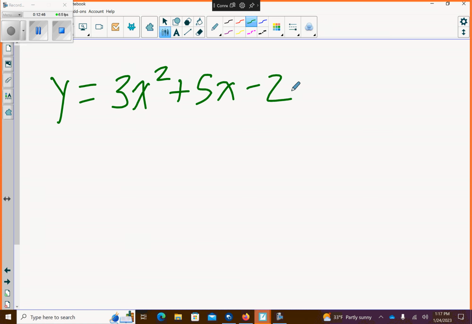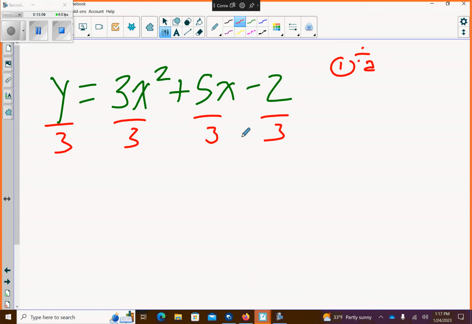Okay, this is more than likely not going to factor nicely. Perhaps it will, I don't know. But what I want to do is I want to complete the square. Okay, step one, divide everything by the a value. And when I say everything, including the y. That's my very first step. Does that make sense? You'll notice on the 3x squared, you have 3x squared over 3, so the 3s cancel each other out. And the important thing to remember is the y is divided by 3 as well right now.